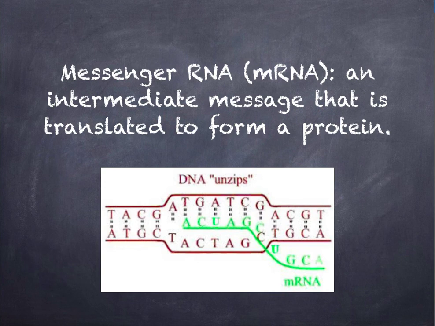So next we have messenger RNA, and messenger RNA does what it sounds like it does. This is also known as mRNA, and this is an intermediate message that is translated to form a protein. So basically, it's a message that it's going to take on to form another protein.